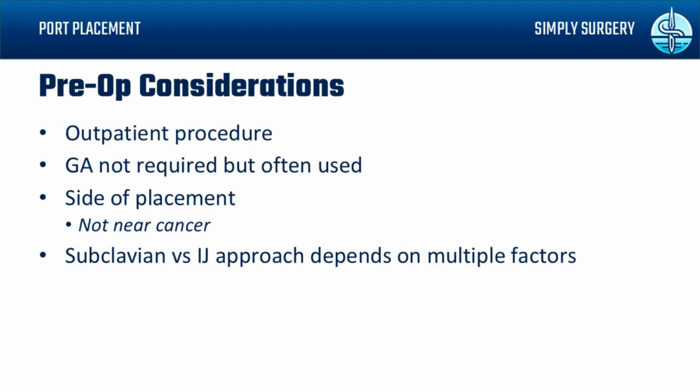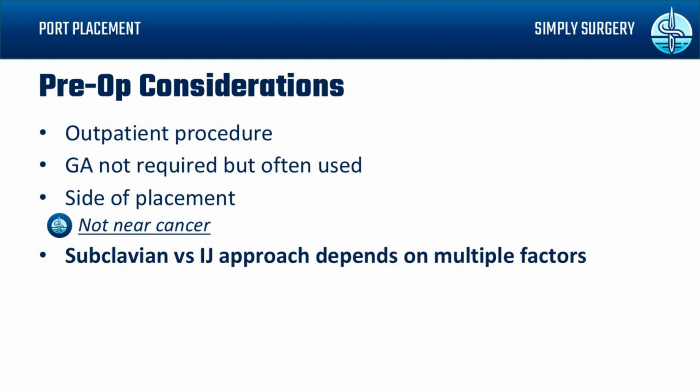Great. So what are some things you need to consider before you go into the operating room? A couple of things to consider before taking a patient back for port placement would be that this can be done outpatient. It doesn't necessarily have to be done under general anesthesia either. You also want to consider the placement side, so right versus left, based on the patient's disease process. Make sure that you're putting it away from any kind of cancer that's growing near the port placement site. When deciding between a subclavian and an internal jugular approach, the choice is based off of multiple factors such as surgeon preference, patient anatomy, and the placement of prior lines.